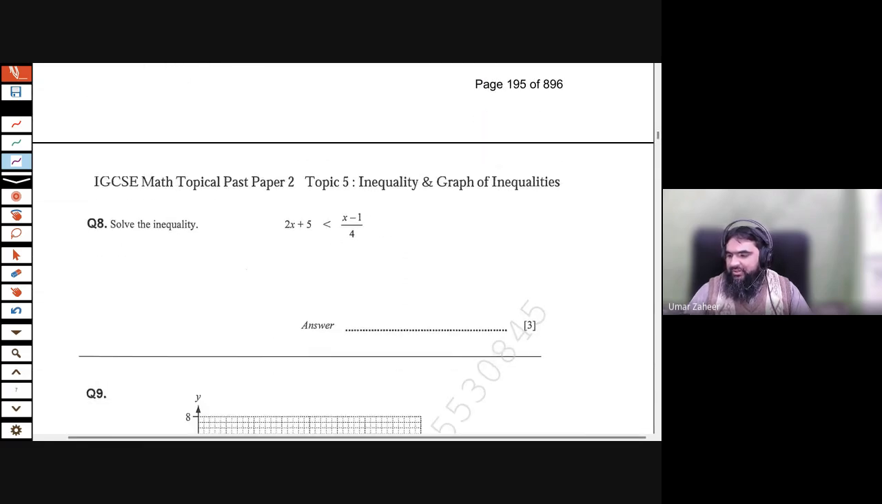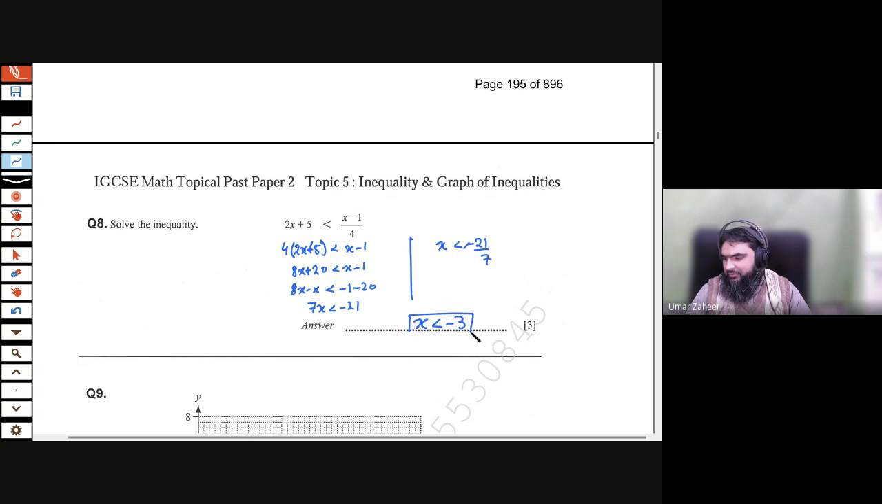Let's do this one. Look here, 4 is dividing, so on the other side it will be multiplied. So I get 4 times 2x plus 5 is less than x minus 1. 4 times 2 is 8, 4 times 5 is 20, is less than x minus 1. It is positive x, so on the other side it will be negative x. Is less than minus 1 minus 20. So 7x is less than minus 21. Now 7 is multiplying, so on the other side it will be divided. 7 is a positive number, so it will not affect the sign of the inequality. X is lesser than minus 3.